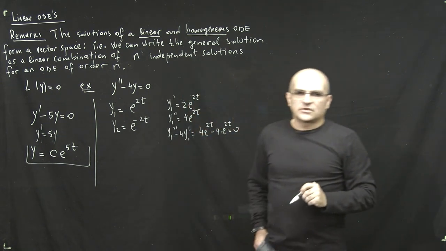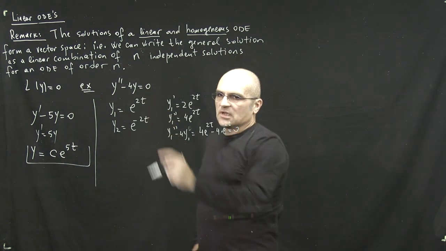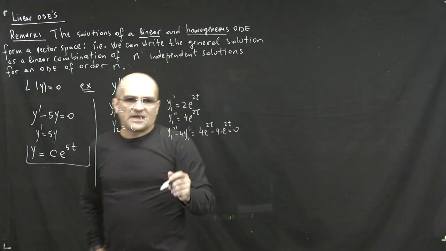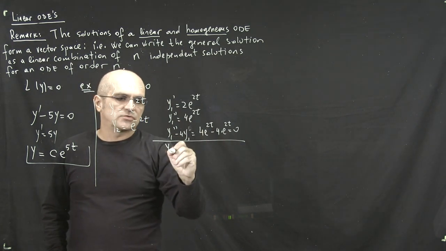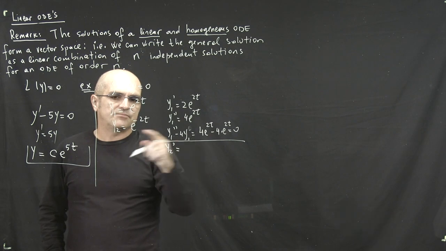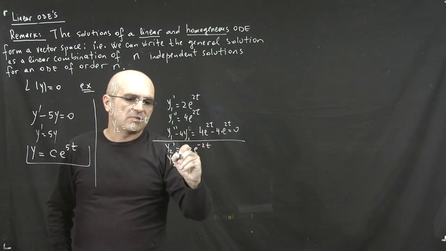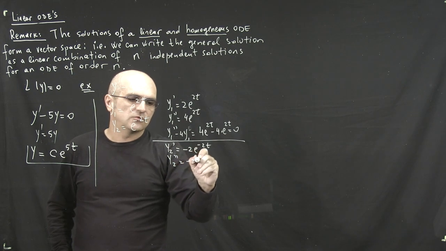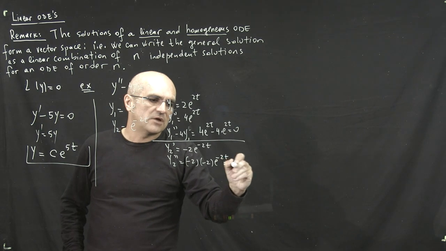It's not difficult to check that you get the same thing if you check y2 as the solution. In fact, let's just do this as an exercise. y2 prime is minus 2 e to the minus 2t. y2 double prime is minus 2 times minus 2 e to the minus 2t. That's 4 e to the minus 2t.